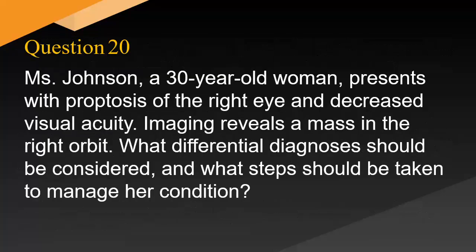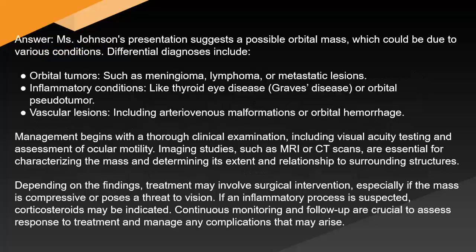Ms. Johnson, a 30-year-old woman, presents with proptosis of the right eye and decreased visual acuity. Imaging reveals a mass in the right orbit. What differential diagnosis should be considered and what steps should be taken to manage her condition? Answer: Ms. Johnson's presentation suggests a possible orbital mass which could be due to various conditions.